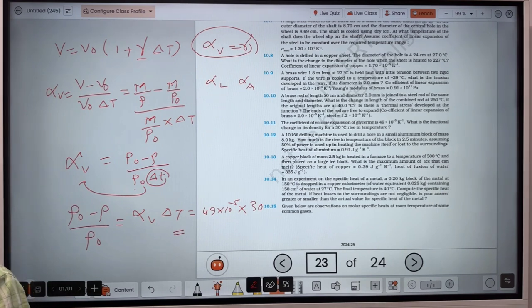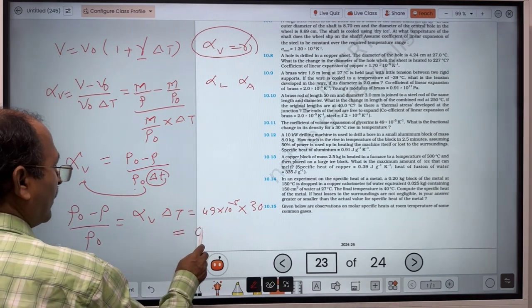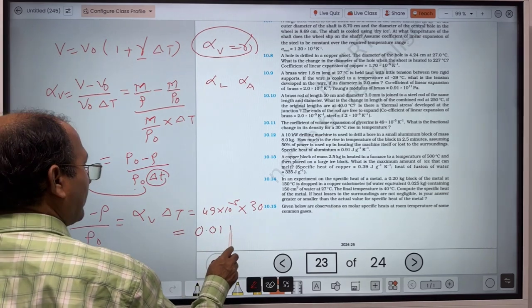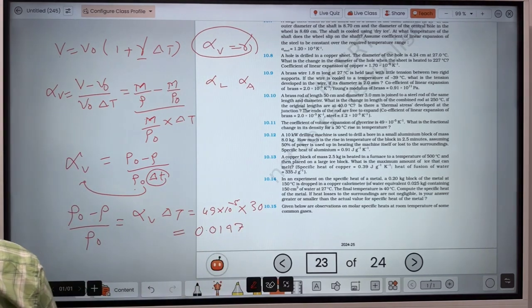It will be around 0.01, 0.0, then 1 and 4, 7. Correct? So I think you have understood. Let's see the next question.